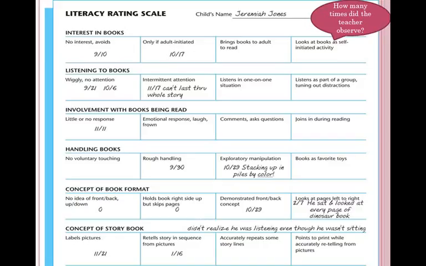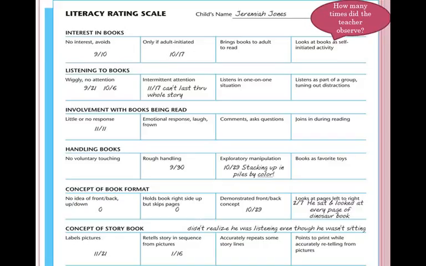So interest in the books. So we go from September 10th, he has no interest, avoids books, and on October 17th, he's only adult initiated. What happened there? Well, what happened on 10-17? The teacher.